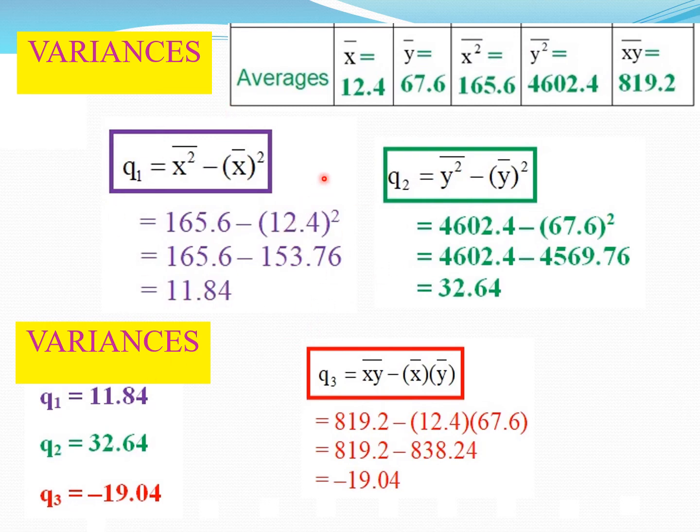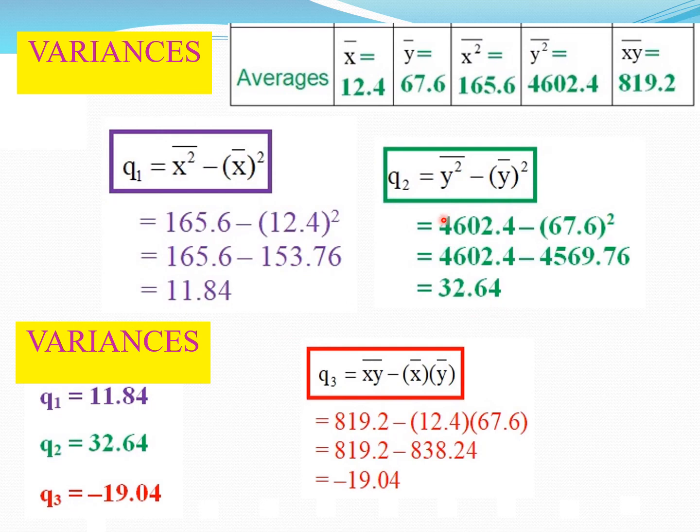So now let's do the same for the y numbers. So what's the variance associated with the y numbers? And that's the beats per minute, the pulse rate of the patient. So Q2 is the square of the y numbers, the average of them, which is the 4,000 number. Take away the square of the average of the y's. So let's take away 67.6 squared. So 4602.4, take away 67.6 all squared. Again, it's 4,000 number, take away 4,569.76, and we get that Q2 is equal to 32.64.